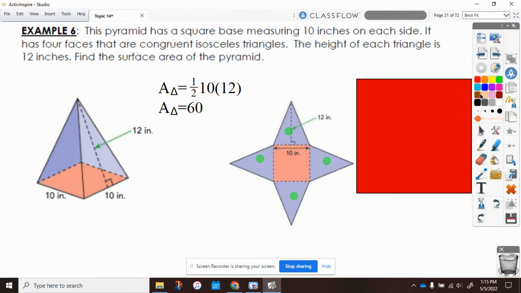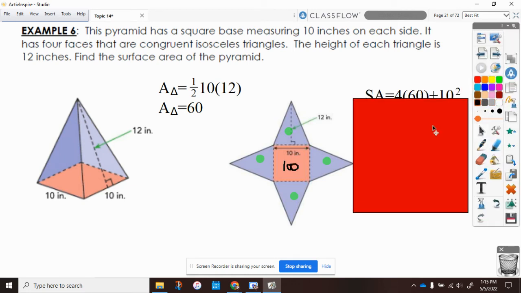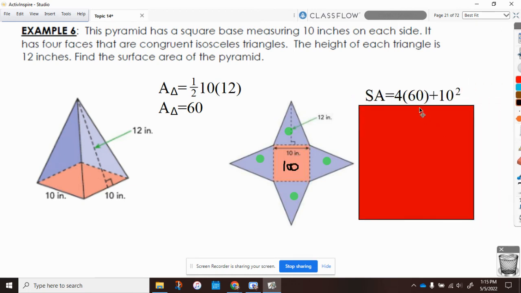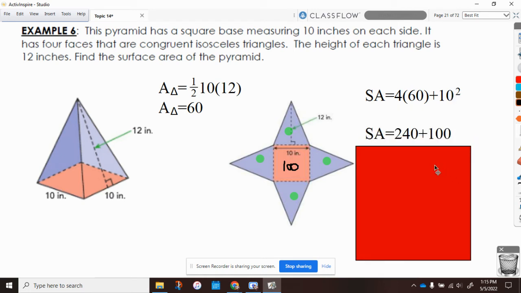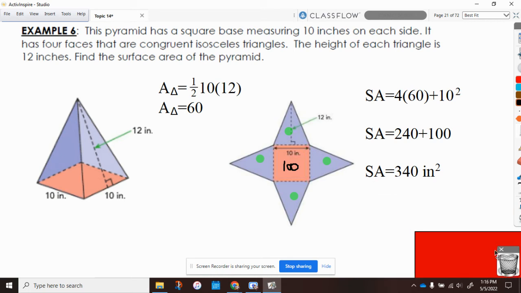Okay, the other thing that we need is the area of the base. The base of this pyramid is a 10-inch square. So if we're going for the area of this, we'll go 10 times 10, which is 100. So if we're adding up all the surface area, we've got 4 of those triangles that are all 60, and the base of the pyramid is 10 squared, 100. 240 plus 100 gives a total of 340 square inches.